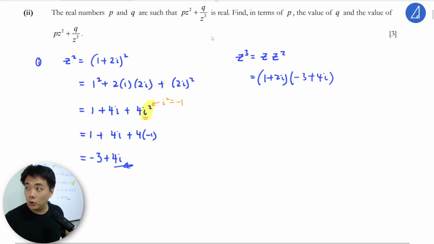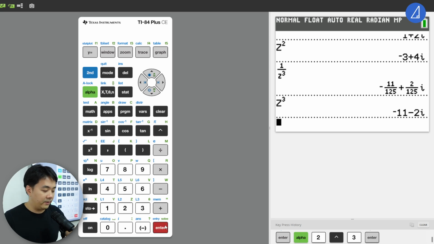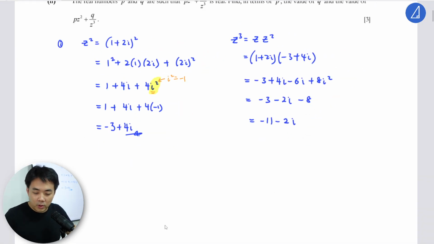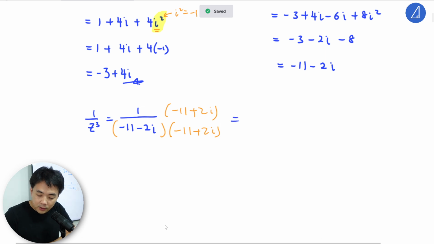Now, don't go into this blindly also. It's very comforting to know that you're working correctly, like in an exam. If you can check your answer, please check. So you put alpha z cube. You know that this is -11 minus 2i. To find 1 over z cube, you just take the reciprocal. By now you should know that we use the conjugate pair because we want to use a square plus b square. -11 plus 2i is the conjugate, so the denominator will be a grand total of -11 square plus -2 square.